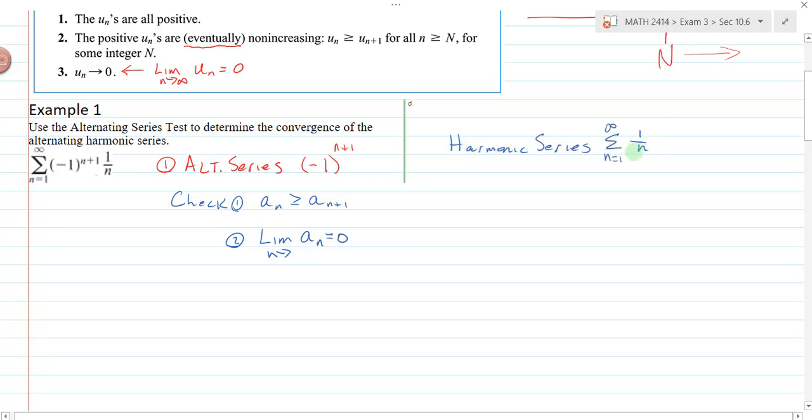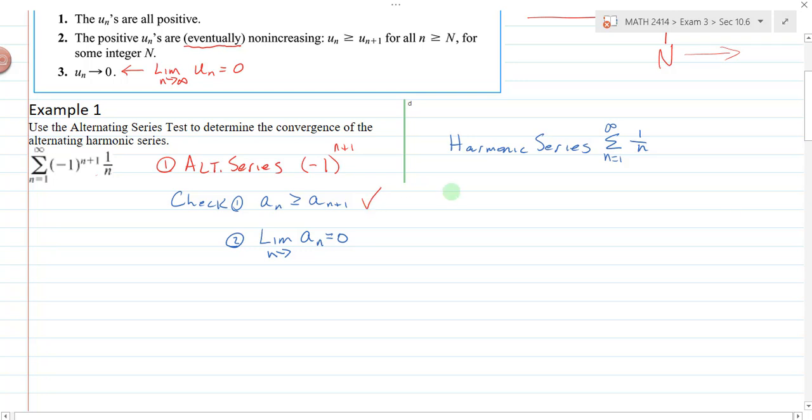What happens to a fraction as n gets bigger? The value of the fraction gets smaller. So you can either graph this to show that it's non-increasing, or you could just look at it and observe. When it's as obvious as this, I would recommend just looking at it and observing. As n gets bigger, when the denominator gets bigger, the fraction gets smaller.